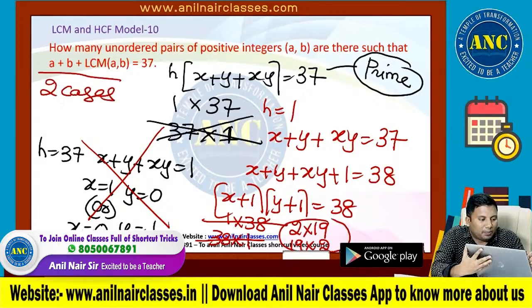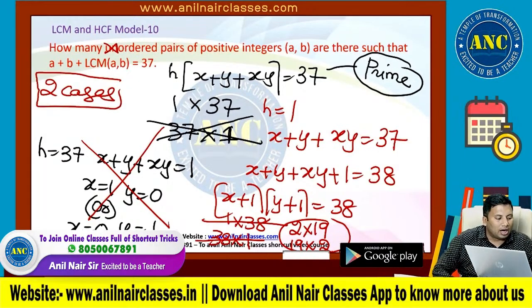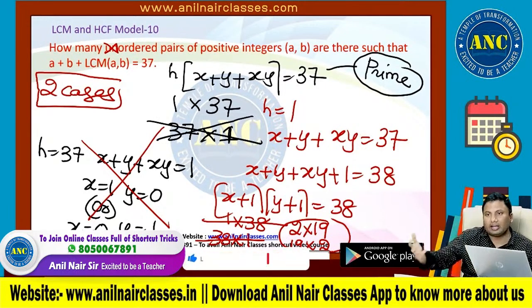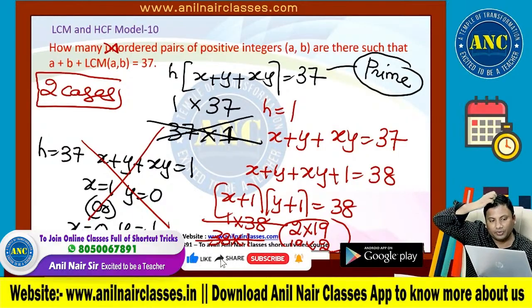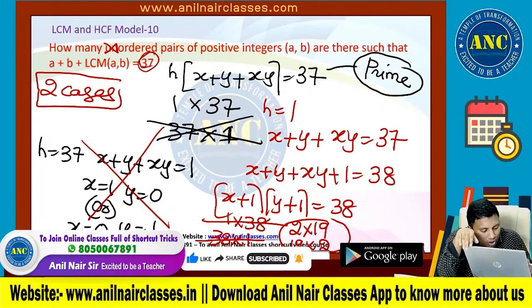Two cases are possible under an ordered pair, not under an unordered pair. Please see this again and again. We are not assuming A and B as co-prime. We are taking A as H into X and B as H into Y, and then taking that into consideration. A and B are not co-prime. X and Y are. One more question we will do.